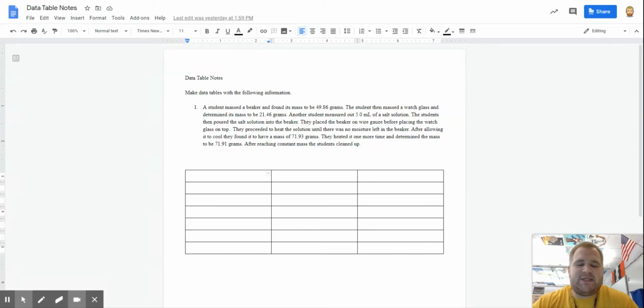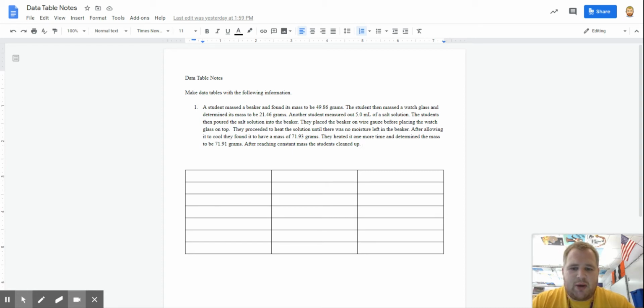Welcome, class. We're going to take some notes over data tables and how we're going to set them up. So the first thing that we want to do is read through the passage and see where we're going to get our data from.